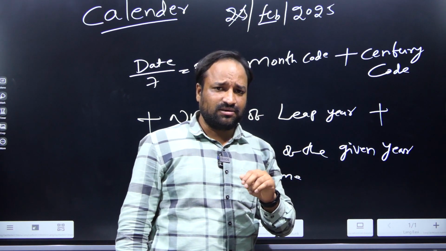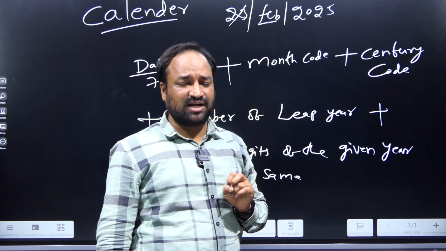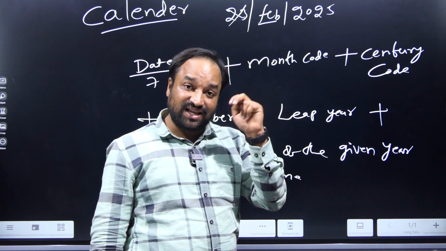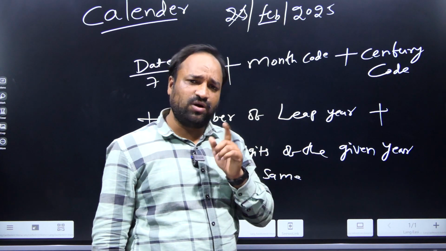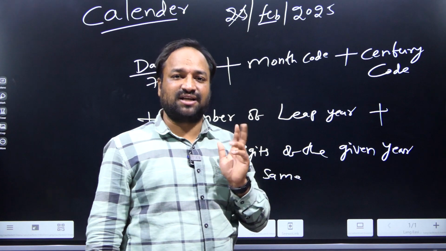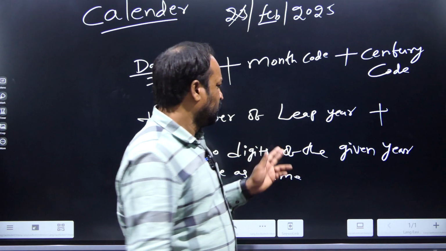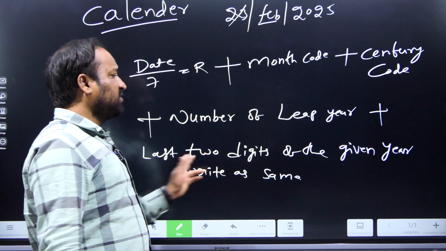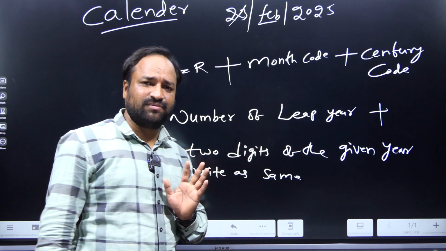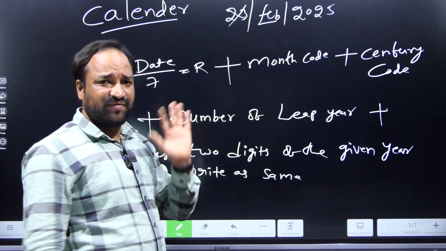For a leap year, two conditions should be satisfied. If the given year is exactly divisible by 4, only then do we move to the second condition. Otherwise, there is no need. So the last step is that the last two digits of the given year should be written as the same. This is the condition we have to follow.